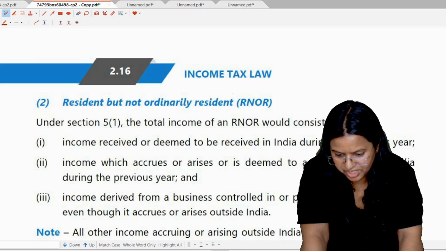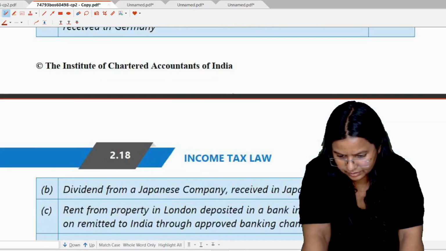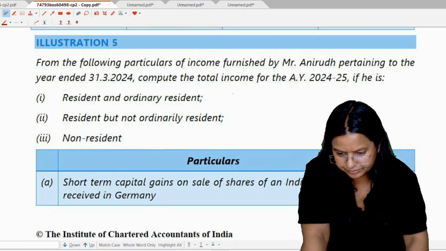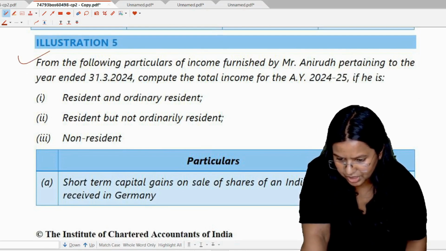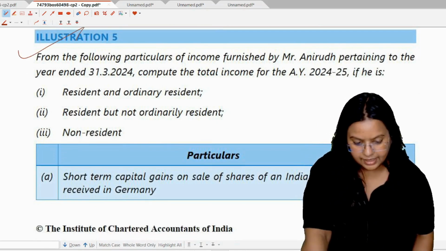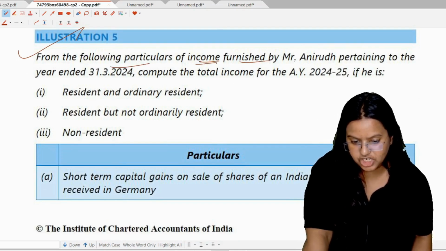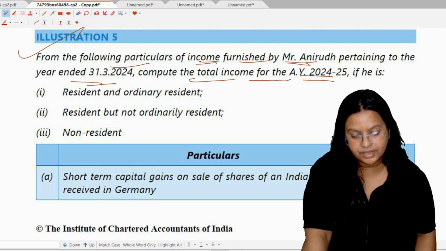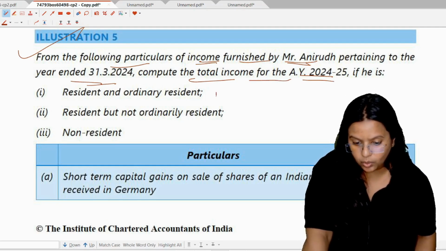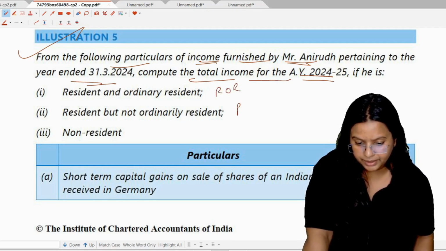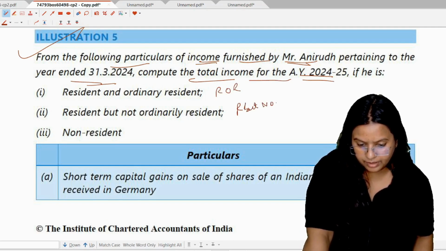Let's come to the next question. Illustration number 5. From the following particulars of income furnished by Mr. Anirudh pertaining to the year ended 31st March 2024, compute the total income for assessment year 24-25 if he is ROR, R but NOR and NR.